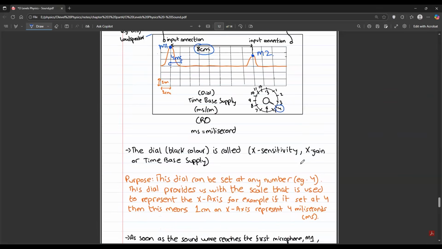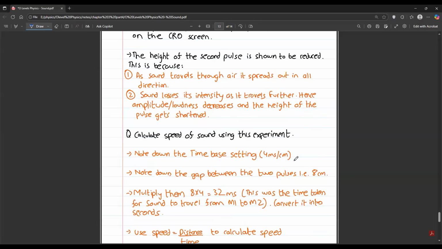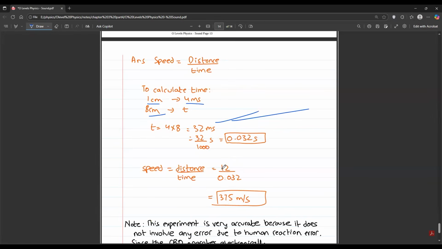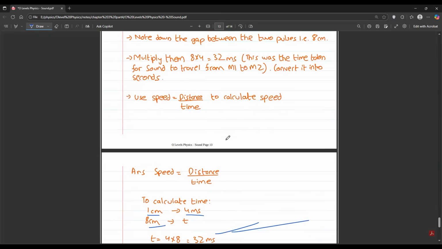8 into 4 milliseconds, that comes out to be 32 milliseconds. If 1 centimeter on the CRO is equal to 4 milliseconds, 8 centimeters will be equal to 32 milliseconds. Can you calculate the speed of sound? Yes. The distance between the two microphones, that is 12, divided by the total time taken, your speed of sound comes out to be 375 meters per second.